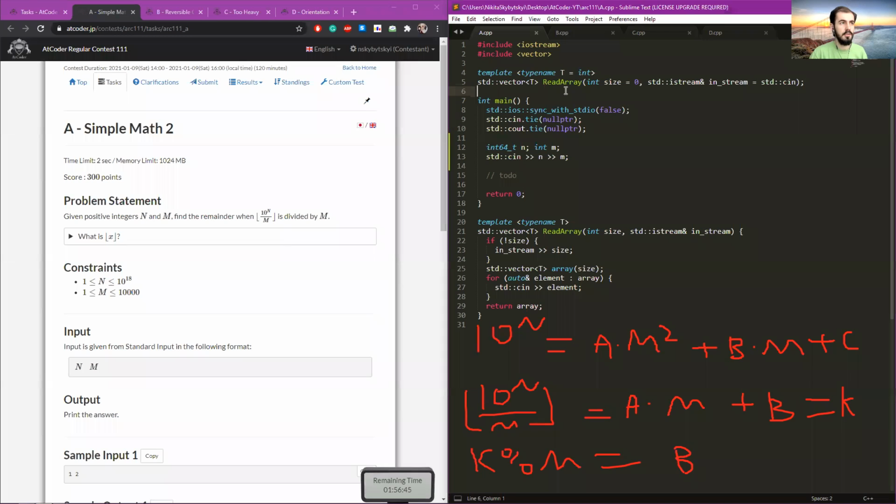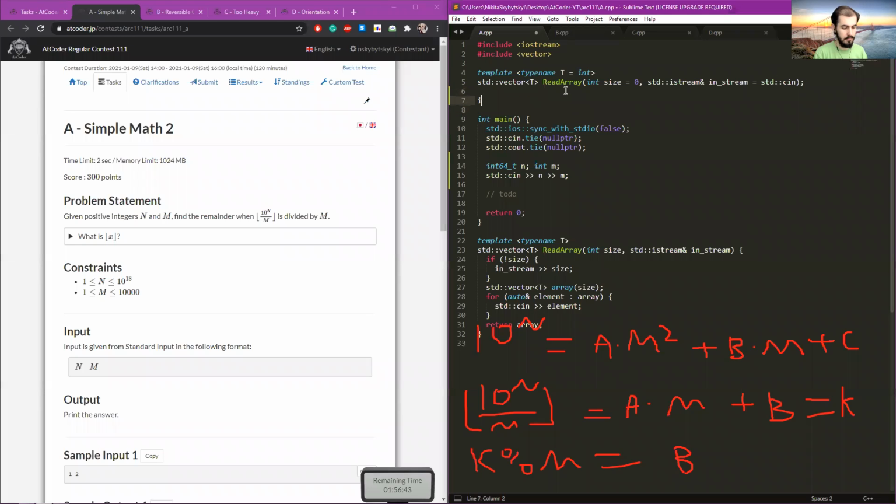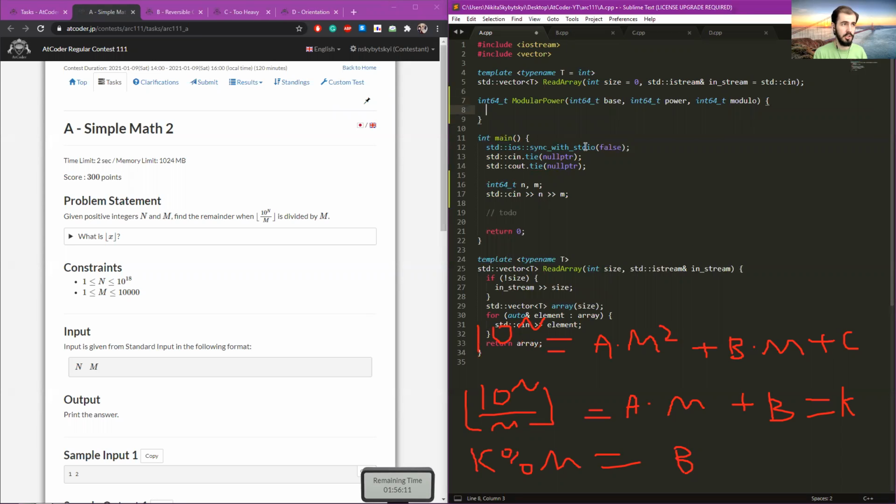Yeah, I think this is it for this problem. I would like to convert everything to int64, not to think about anything. Base can be huge. Also modulo. Also we have power and modulo. And then it's just regular binary exponentiation.